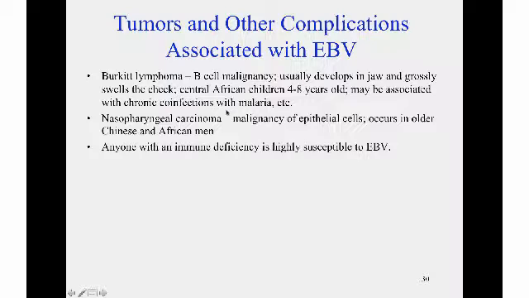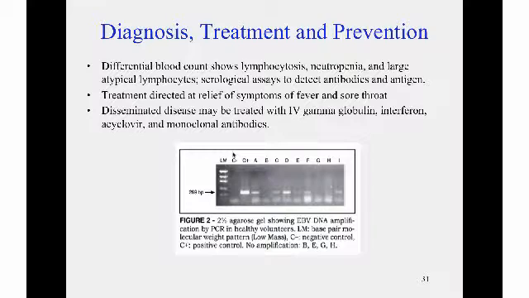We also see cases of this being an oncogenic virus in Chinese and African older men, causing nasopharyngeal carcinoma. Also, anyone who is severely immunocompromised is more susceptible to EBV infection. And similar to herpes, PCR is a decent way of screening for this. Also, serological tests and cytopathic effects, so looking for signs in the blood.